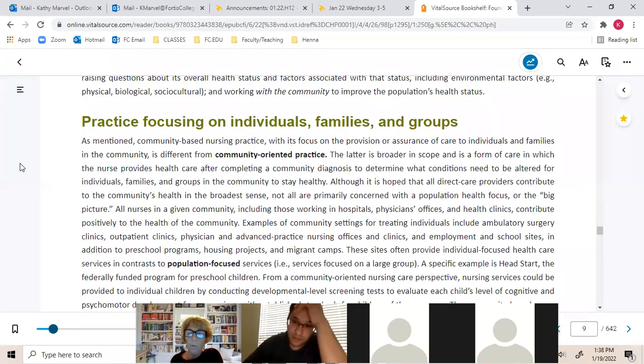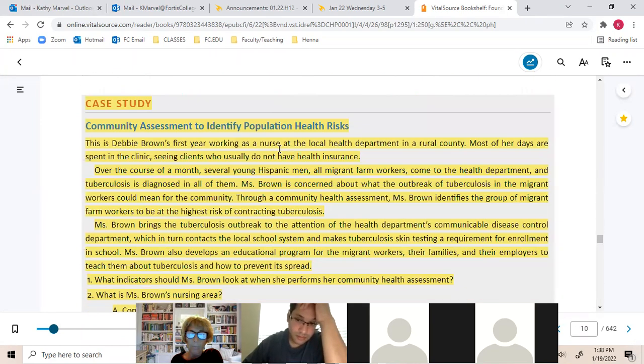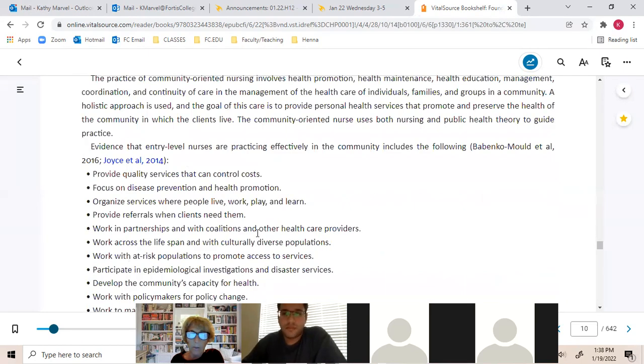Okay, here's a really good section on understanding community-oriented nursing, which is population focused. Here's your case study. We've already been through this, but here's your case study that I've already sent you the answers and the rationale to. Answers can be followed on the Evolve website. I'm already giving them to you. Take a look at these case studies. They have excellent rationales.